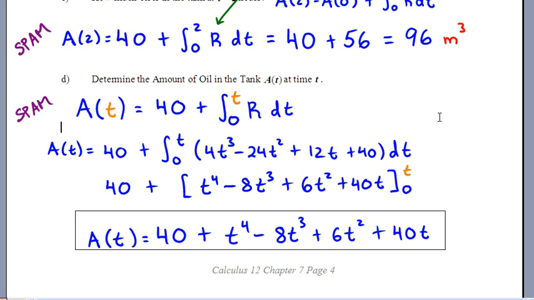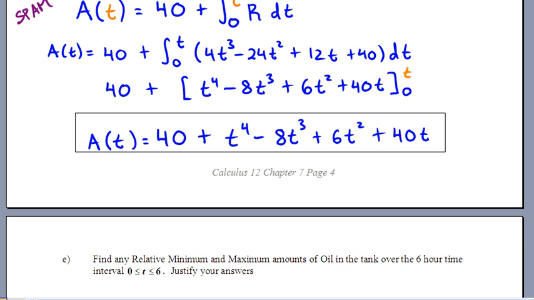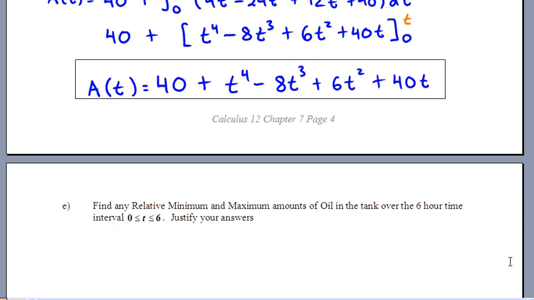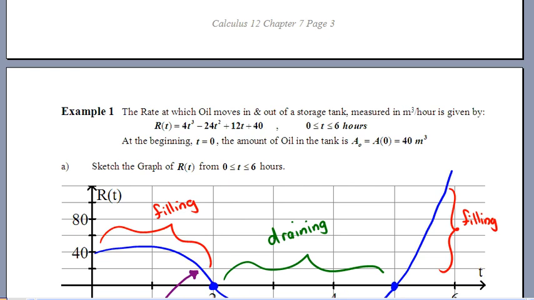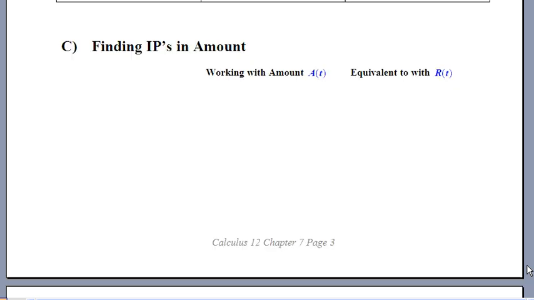Okay, so far so good. Now what do we have for the rest of this problem? Over the page: find any relative minimums and maximums for the amount of oil in the tank over the 6-hour time period from 0 to 6, and then justify your answers. With a little practice, you'll get very good at just looking at this graph of rate and knowing how to spot relative minimums and maximums for the amount, because we're talking about minimums and maximums in amount, not in this graph here.